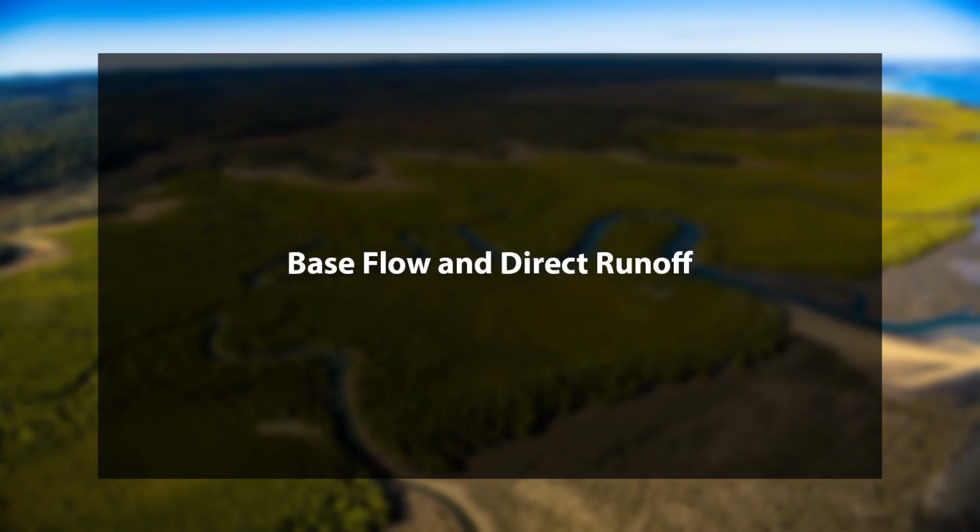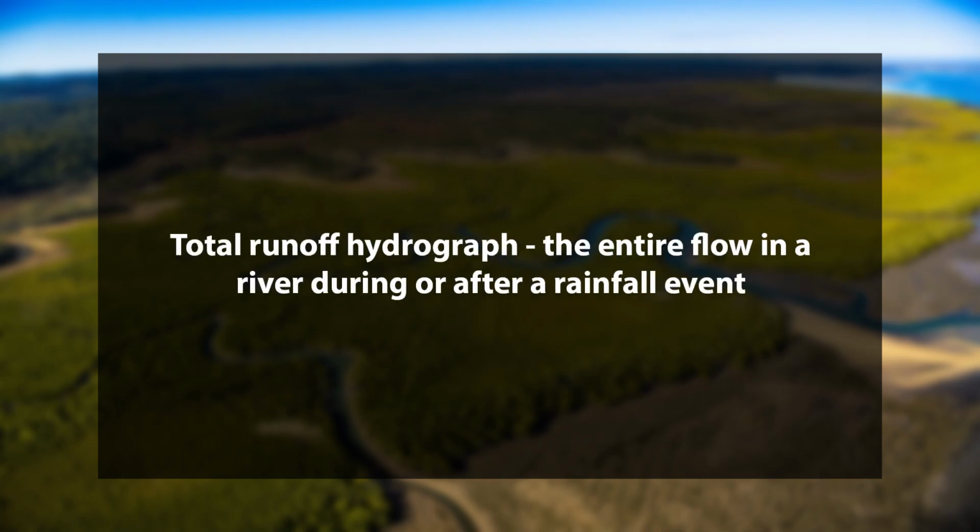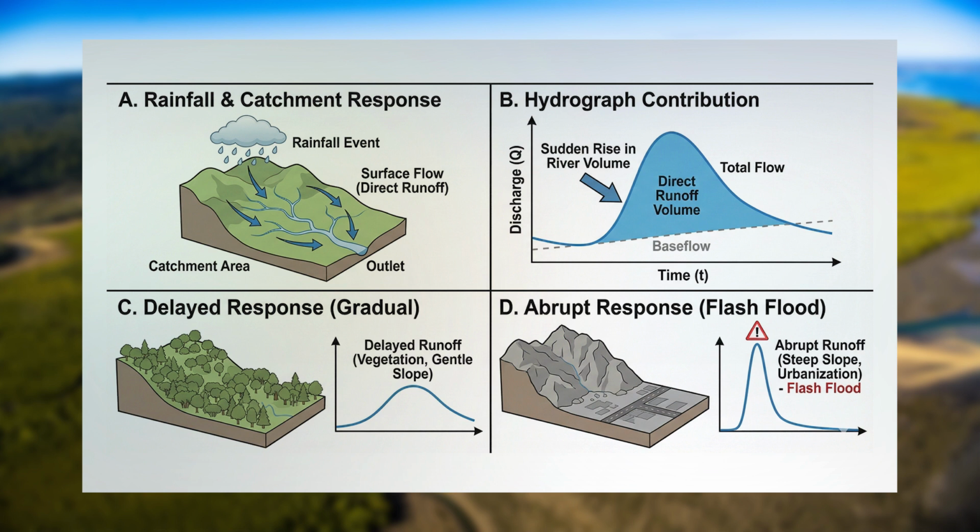Now, let us discuss base flow and direct runoff. The entire flow in a river during or after a rainfall event is called the total runoff hydrograph. It is the sum of two distinct flow components. One part occurs directly in response to the rainfall and causes a sudden rise in the volume of the river. This is called the direct runoff or the surface flow. Direct runoff develops and travels from all sides of the catchment to the outlet. It can be delayed or reach very abruptly as in flash floods.